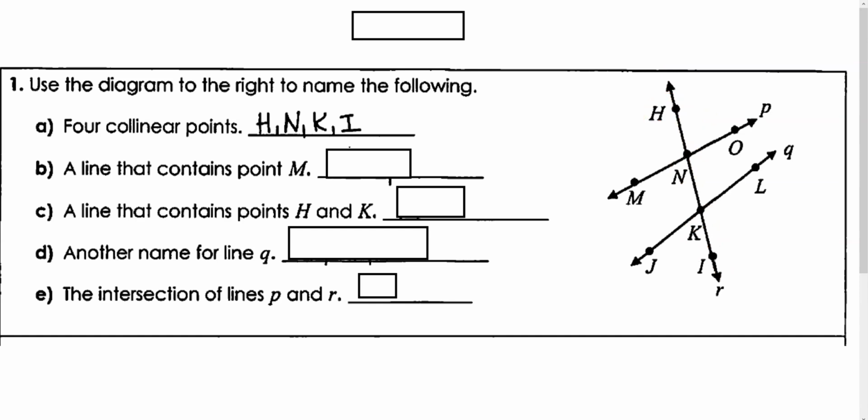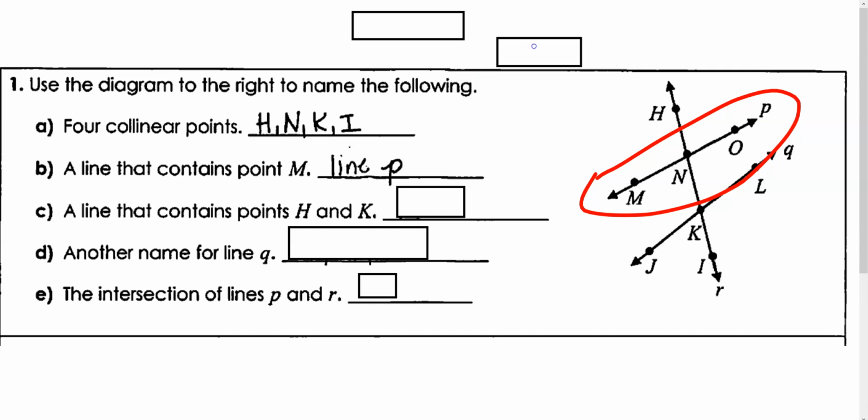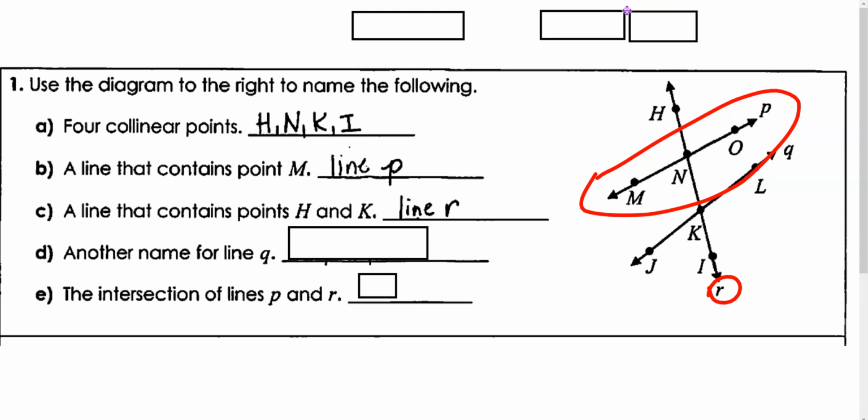Going to our next one, a line that contains point M. So if you look at this line over here, it contains point M. So we can name this line P. It could be line NO, MNO, ONM, NO, OM. Just cannot be MON. Has to go in order. So all of those are correct answers. Or the simplest one is line P. A line that contains points H and K. Well, H and K, well, that's on line HK, or we can just call this line R. All right, so this is just line R to make it simple.